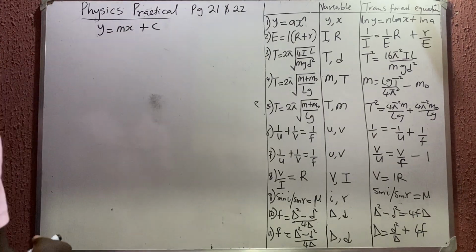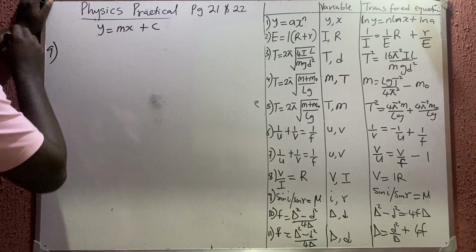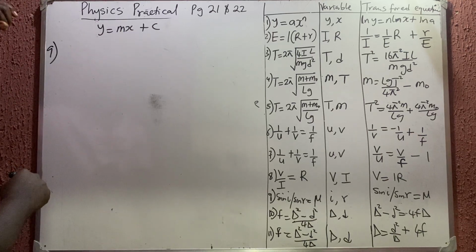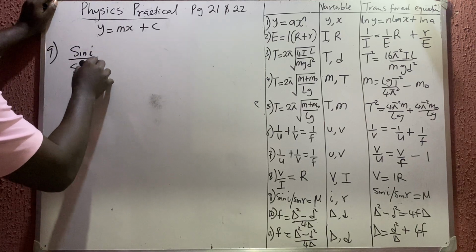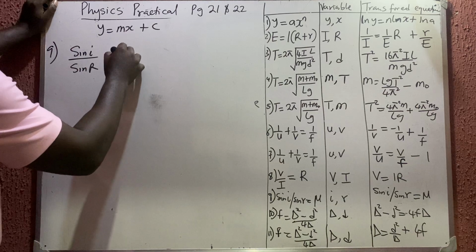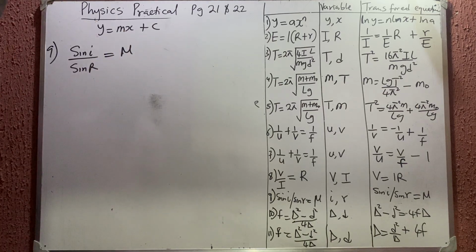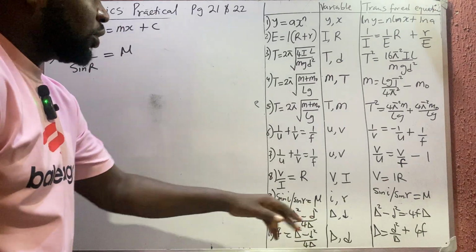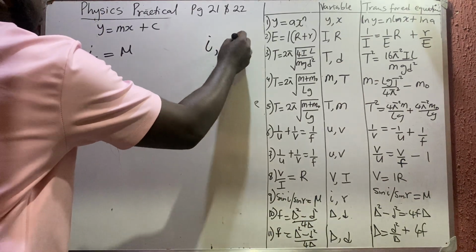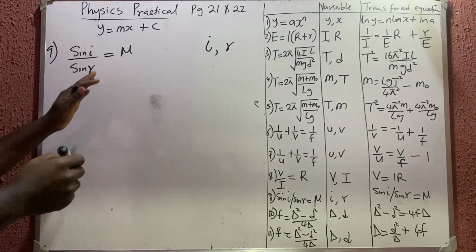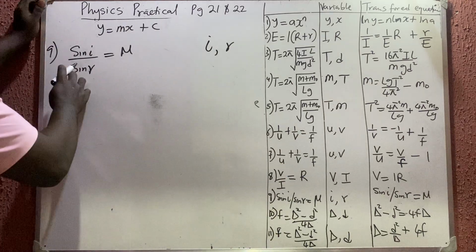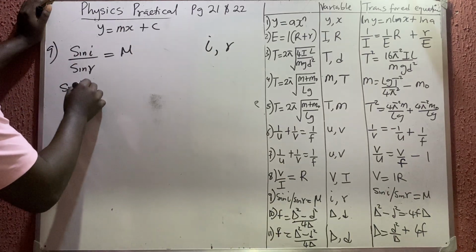All these things are very, very simple questions. So question number 9 gave us that sine i over sine r is equal to mu. So now the thing here is that they didn't transform it. They repeated the question, and they gave us i and r. So here should be small letter r. So let us transform it now. Transforming it is to cross multiply. So that gives us sine i is equal to mu sine r.